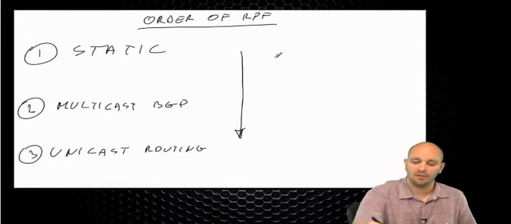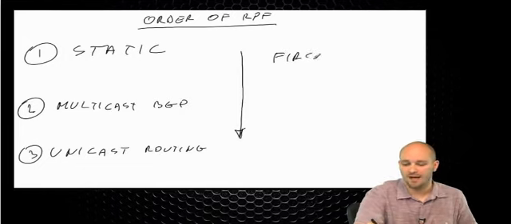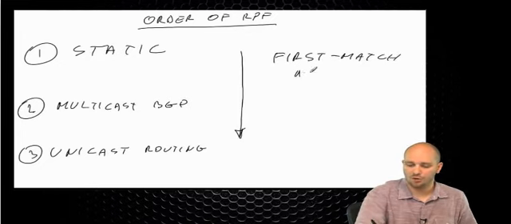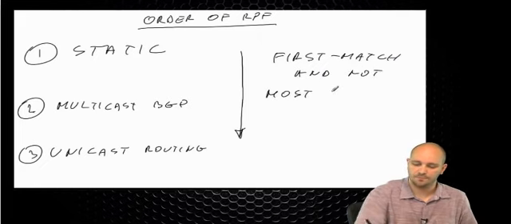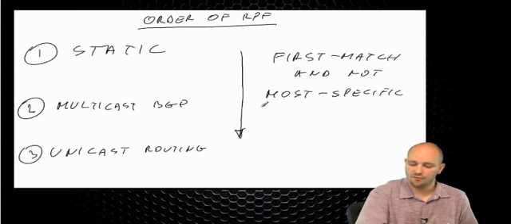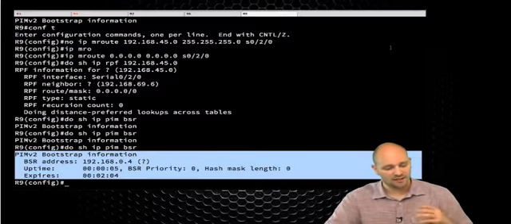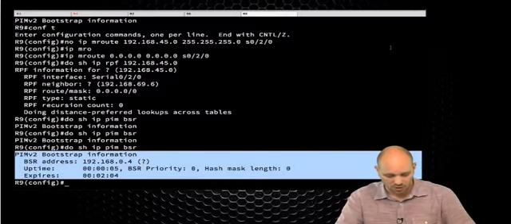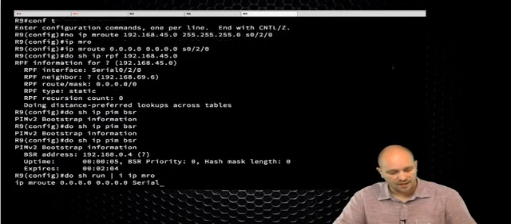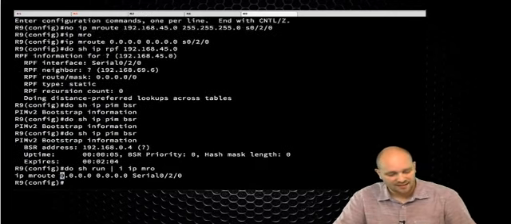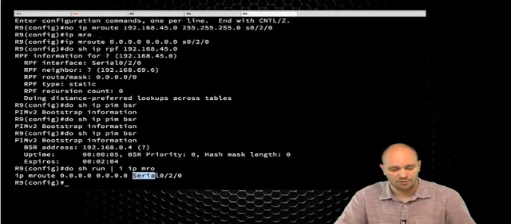But what is important is that it's a first match rule and not most specific match. And this is the reason why our multicast route here that I used works. So here, if I go to R9, if I do show run | include ip mroute, I see that I have a static default mroute pointing to serial 0/0.